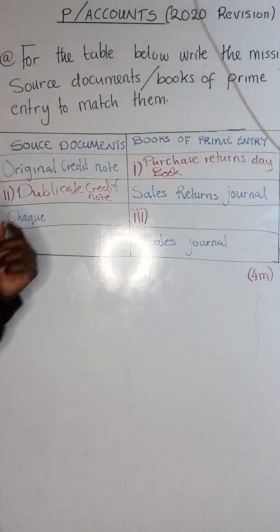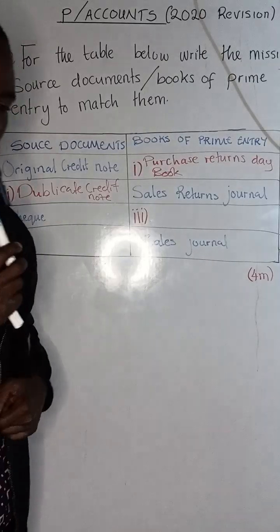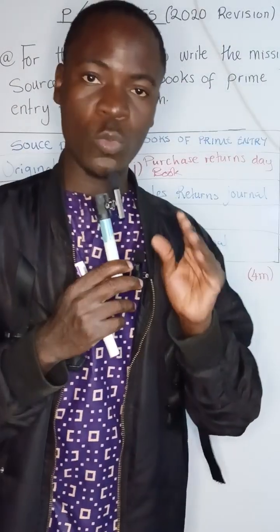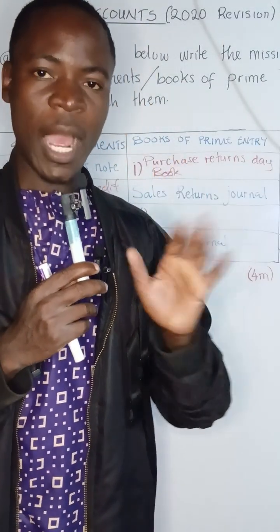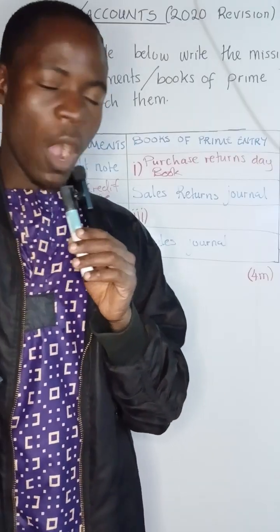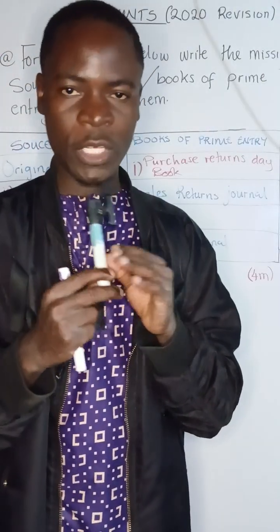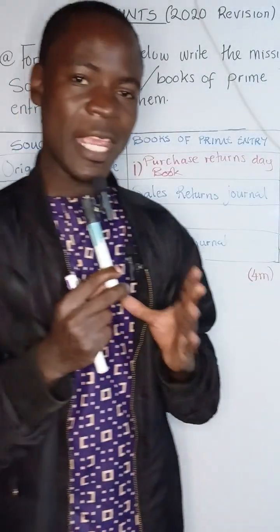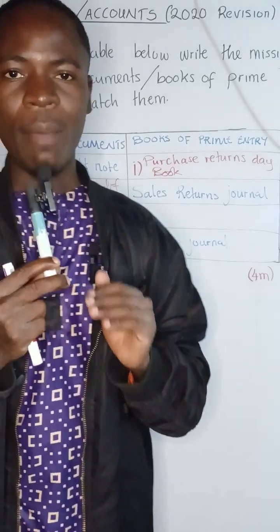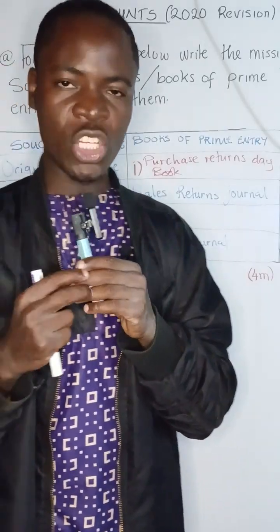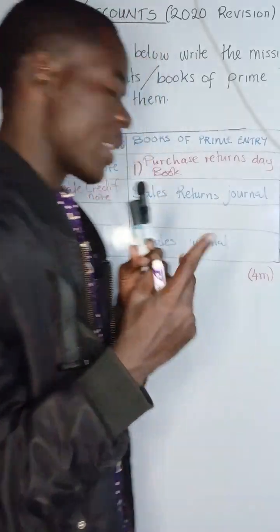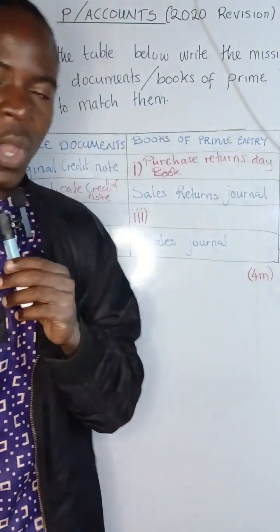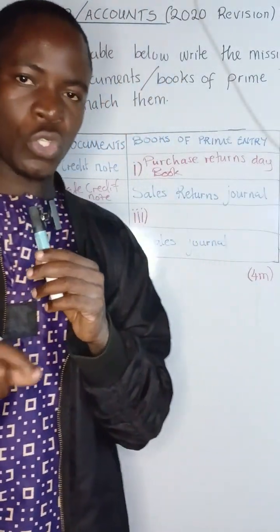Then thirdly, we have a cheque, which is the source document. Don't forget that in the cash book, it is where we record the cash and also the bank things relating to the cheque. The cash book is divided into the single column cash book, where cash transactions only are recorded. Then we have the two column cash book, where both cash and bank are recorded, then the three column cash book, where we record cash, bank, and also discount.